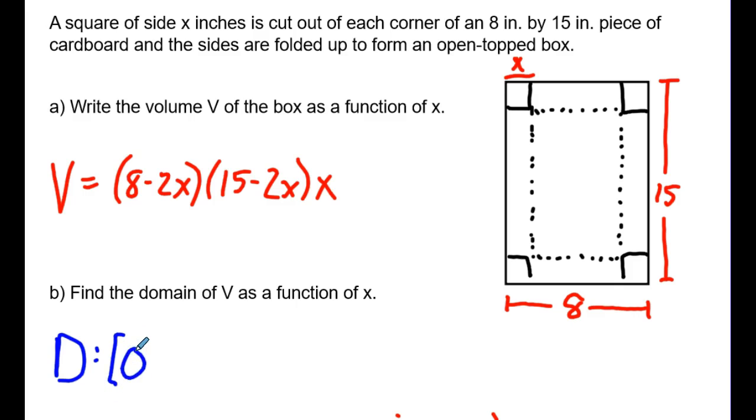Okay, technically, yes, we can have a box with a height of 0. It technically wouldn't be a box, it wouldn't have any volume at all, but it can be equal to 0. It just can't be any negative value.